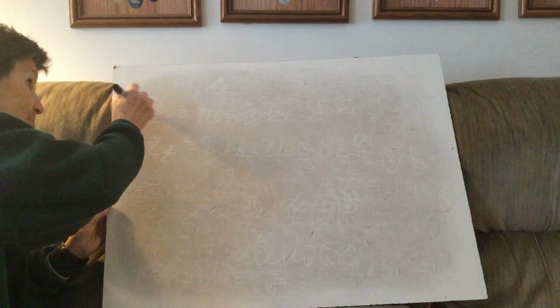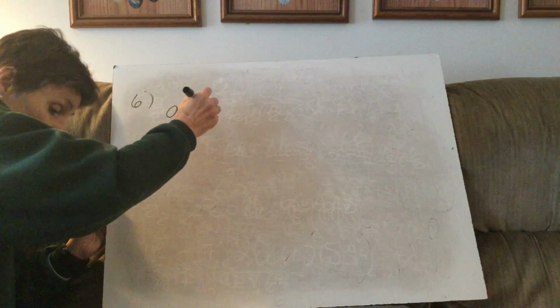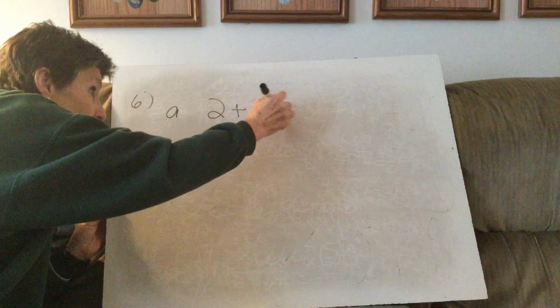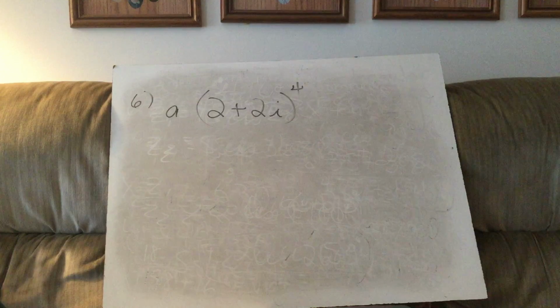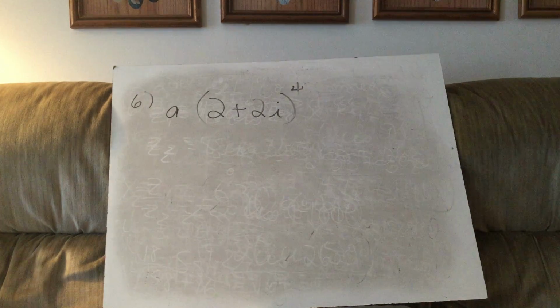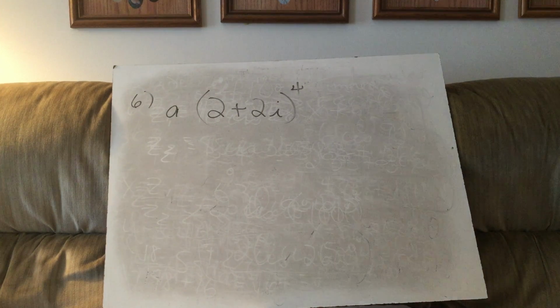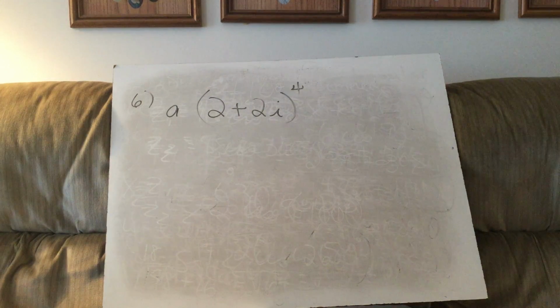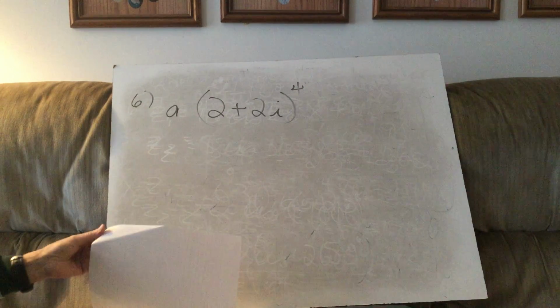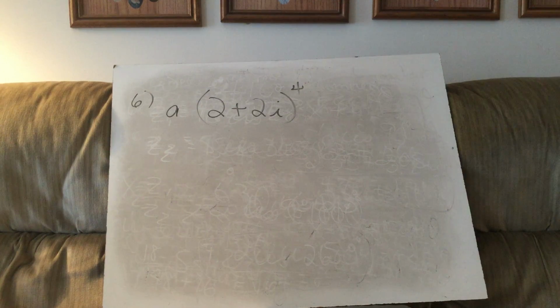So now we're on to part 6, and problem A is 2 plus 2i to the 4th. Now, you could all do this problem by foiling: 2 plus 2i times 2 plus 2i times 2 plus 2i. But that would take forever.